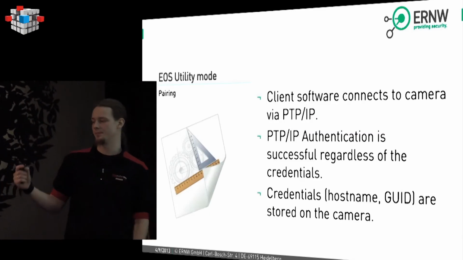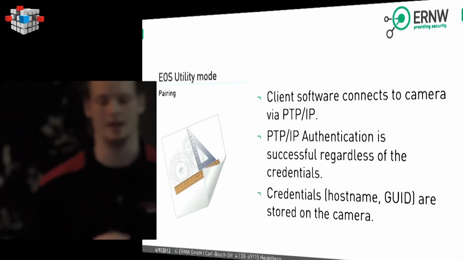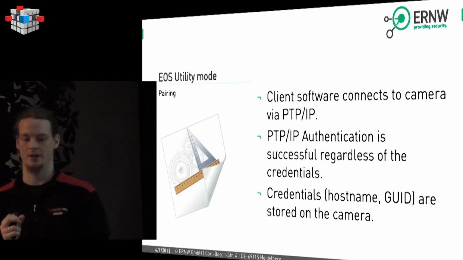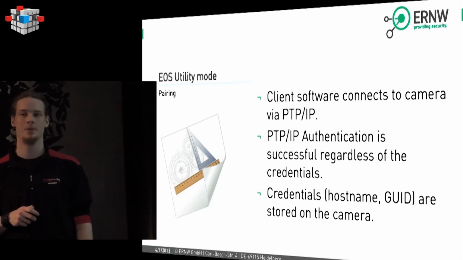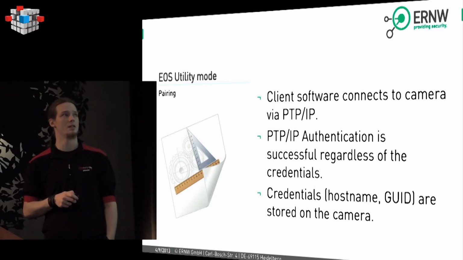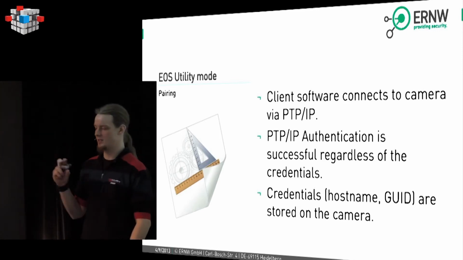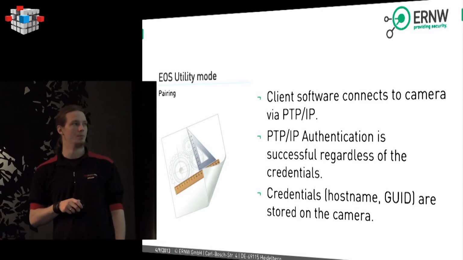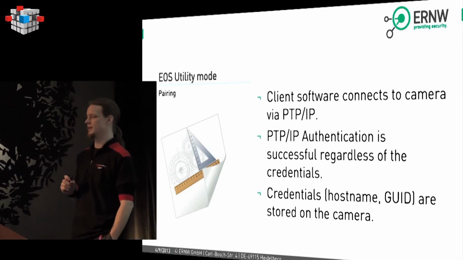OK, afterwards, the client software connects to the camera, in this case via PTP IP, to initialize the exchange of authentication material. You get an authentication field inside of PTP IP, which is used to transmit the authentication data you want to use. And the authentication in the pairing state of the camera is successful, regardless of the credentials. They're just saved and stored somewhere on the camera. The authentication data is named here, which should be the host name and some magic GUID.